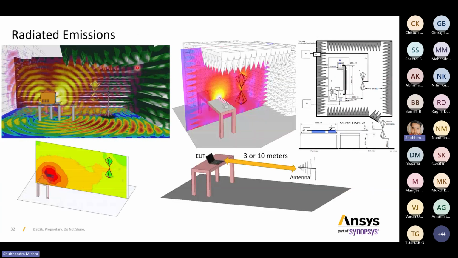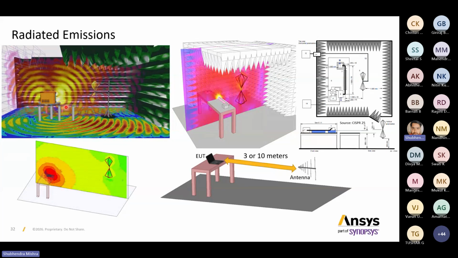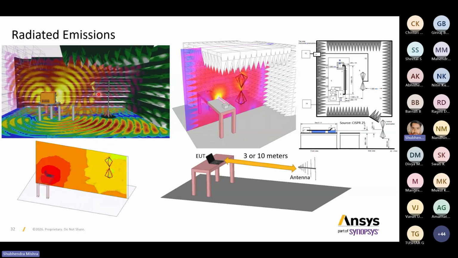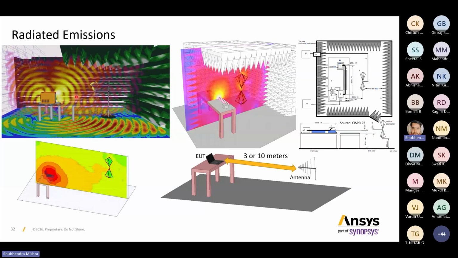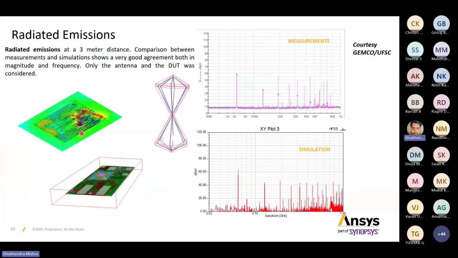Like I said, this is basically an anechoic chamber. One antenna is placed, there is one UT device, and at some 3 to 10 meter distance I can place that antenna. Now I will evaluate how the emissions are distributed in the whole anechoic chamber. So this was one of the case studies for GAMCO, which we have performed.